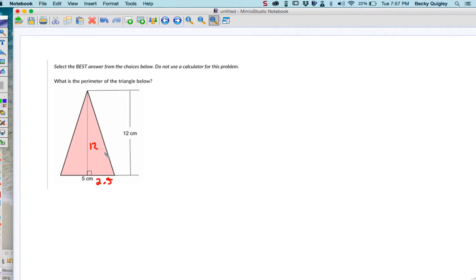Now, technically, we shouldn't just assume that this altitude cuts it in half. They should have told us that it's an isosceles triangle, but we're going to go ahead and make that assumption because it says select the best answer from the choices below. So to calculate the perimeter, you need to know what these sides are equal to. So again, you have this right triangle going on. So I'm pulling out just half of it. So we have this right triangle where we have 12, 2.5, and x. So you would use, again, the Pythagorean theorem.